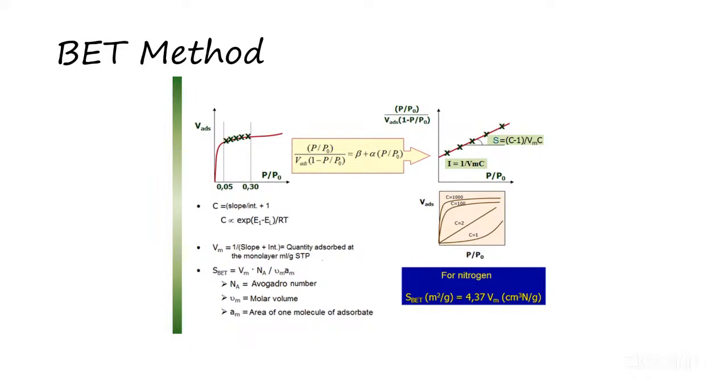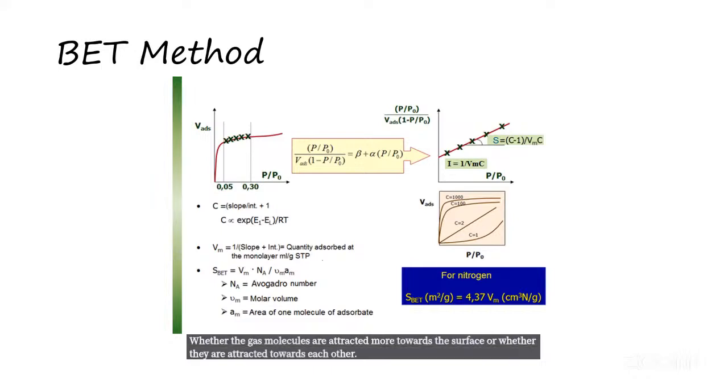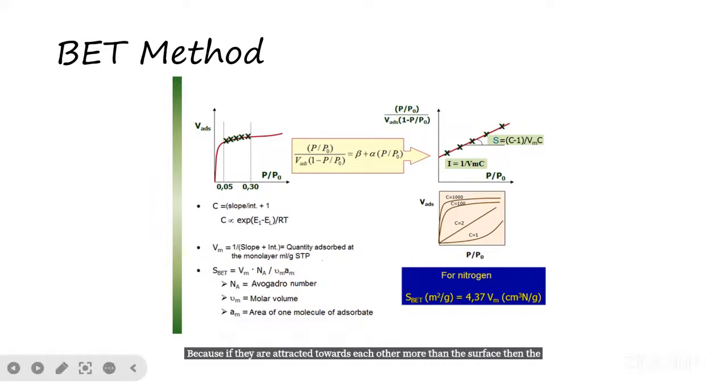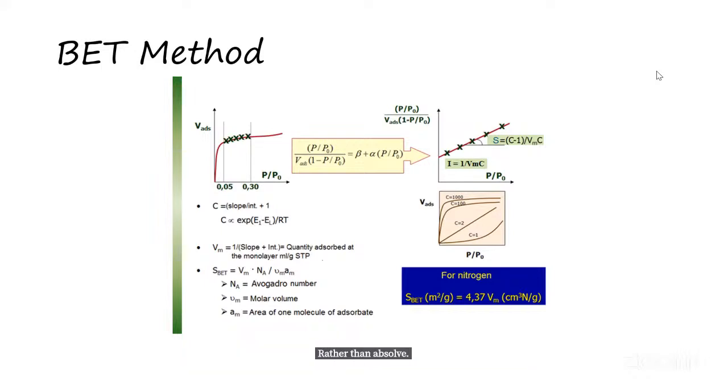E minus EL. This EL is energy of liquefaction. This difference tells you whether the gas molecules are attracted more towards the surface or whether they are attracted towards each other. Because if they are attracted towards each other more than the surface, then the gas is likely to liquefy rather than adsorb. Okay?